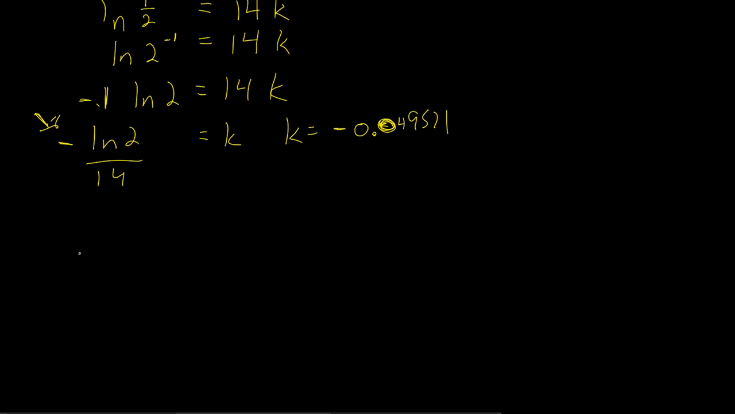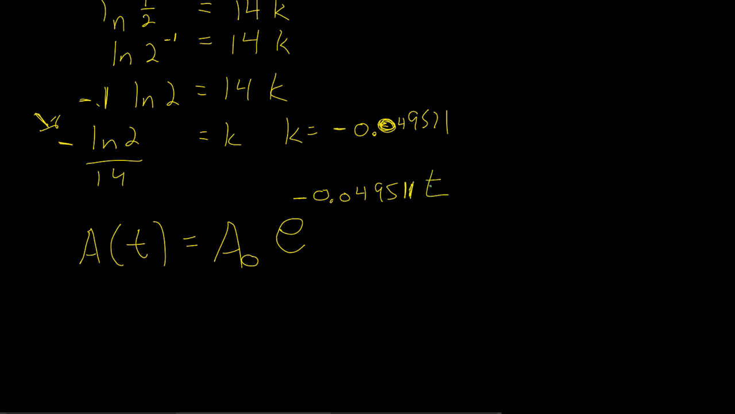And my model in this case is my amount of substance at a given time is my initial amount of substance, e to the negative 0.049511 times t. And I have a decay model because I have a negative sign up front. Sorry, you can't see me pointing at my computer screen. I know this is decay.